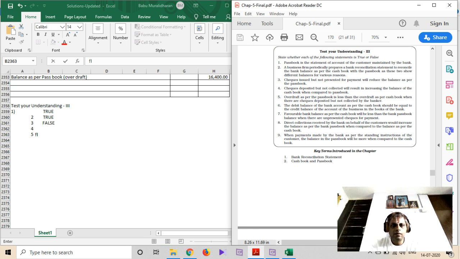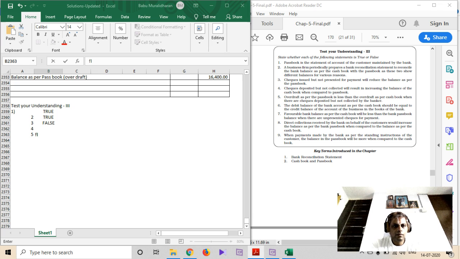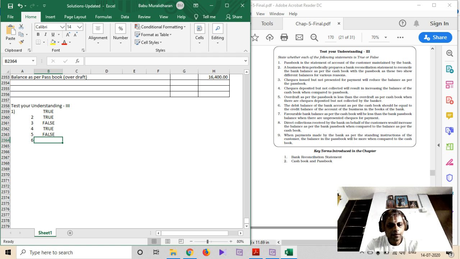The debit balance of the bank account as per the cash book should be equal to the credit balance of the account of the business in the books of the bank. Yes, because credit balance in passbook is a favorable balance, and debit balance in cash book bank column is a favorable balance. Both should be equal, right? True.